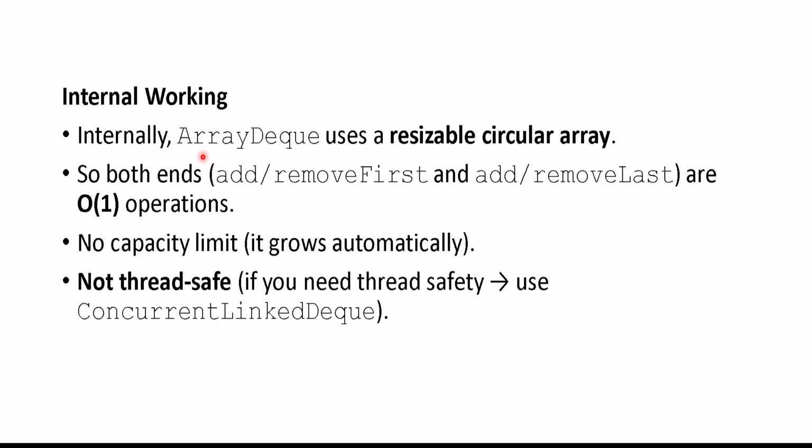how does it work? So ArrayDeque uses a resizable circular array. Circular means both sided. So at both ends, add and remove, add or remove first, add and remove last, are operations of O(1). You don't need to traverse both sides. There is no capacity limit, it will grow automatically. This is a very good benefit, and it's not thread safe. So if you need thread safety, you have to use ConcurrentLinkedDeque.